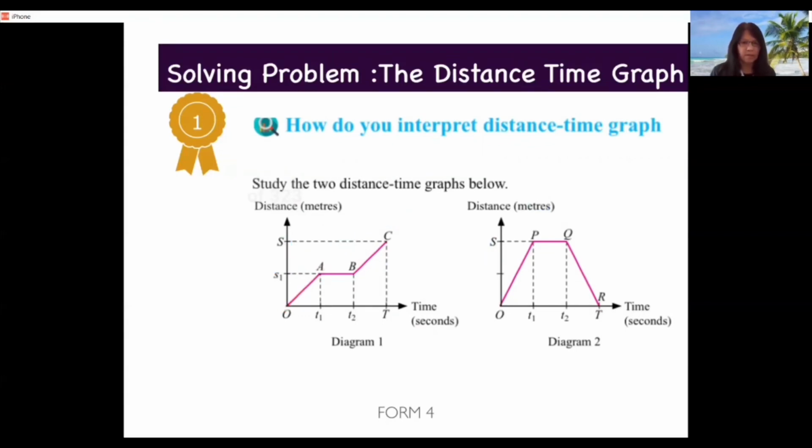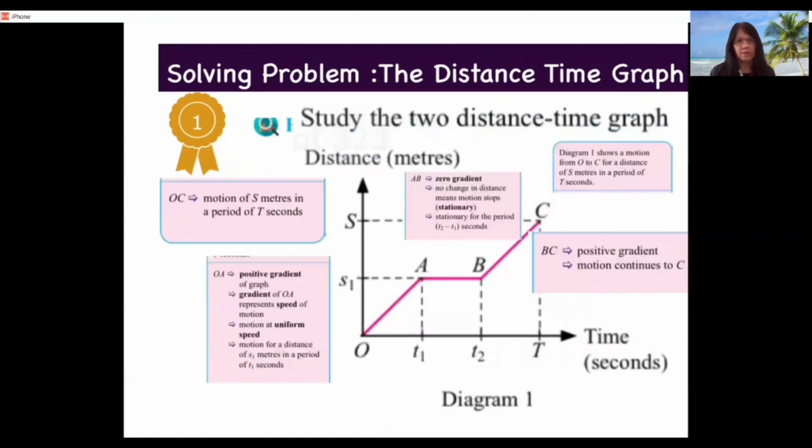Okay, so let's interpret the graph. For this graph, you notice the part OA, from O to A. OA has a positive gradient. The gradient of OA represents the speed of motion, and it is motion of uniform speed. Uniform means the same: if 5 km per hour, it stays 5 km per hour. Motion for a distance of S1 meter in a period of T1.